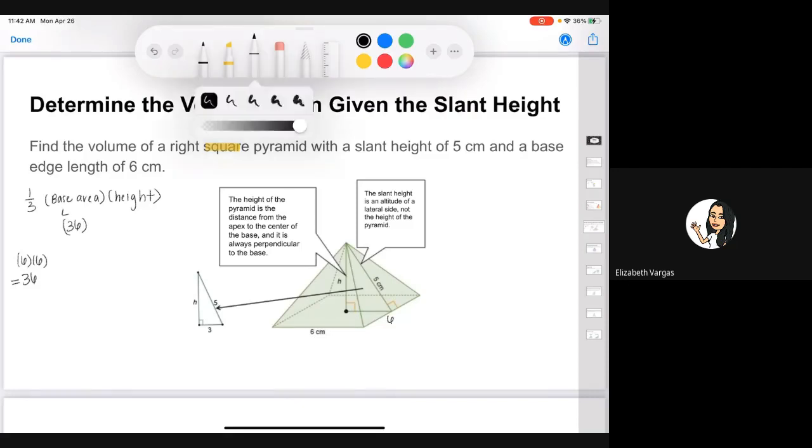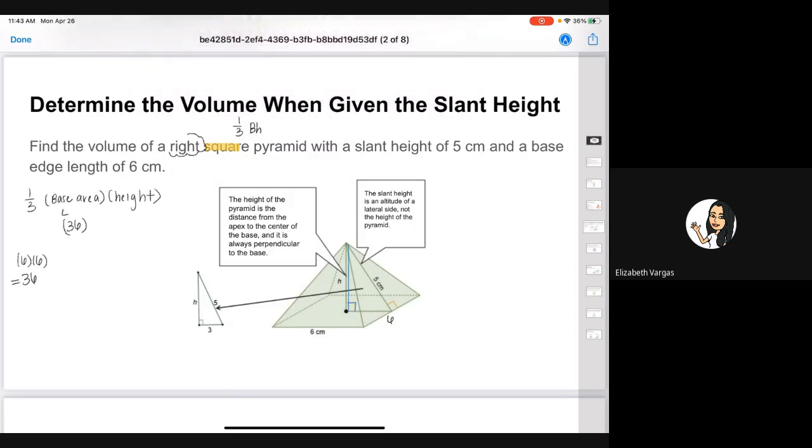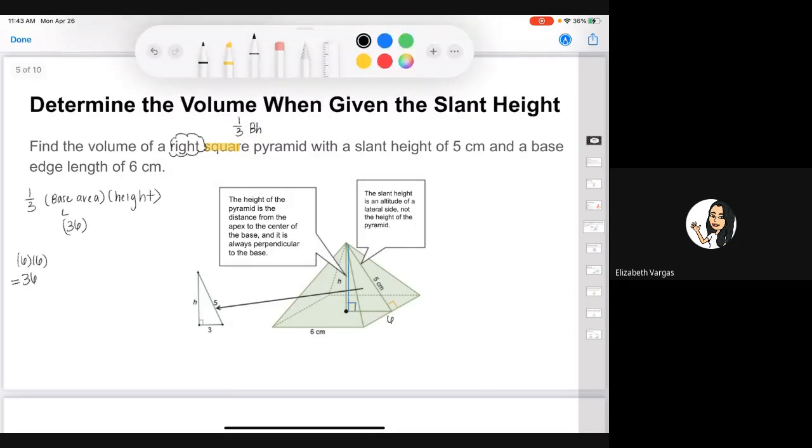So when we're looking for the height, what we're looking for is not the slant height, but this height here in the middle. This height is perpendicular to our base, because we have a right pyramid. So whenever we have a right pyramid, we want to use the height that is perpendicular to the base. The way we'll find this is we'll identify that it forms a right triangle, and we know how to identify the missing sides of a right triangle. We use the Pythagorean theorem.